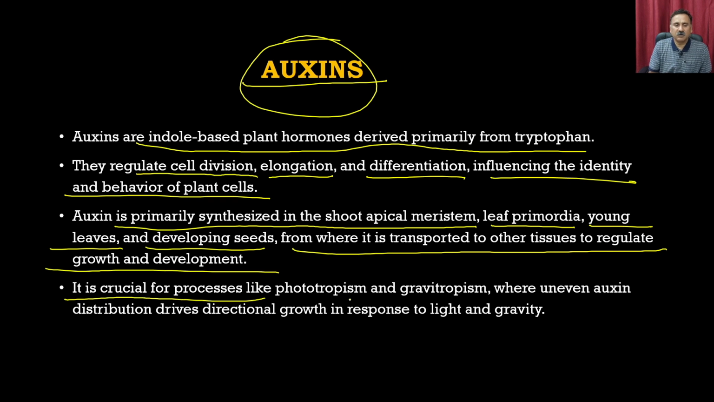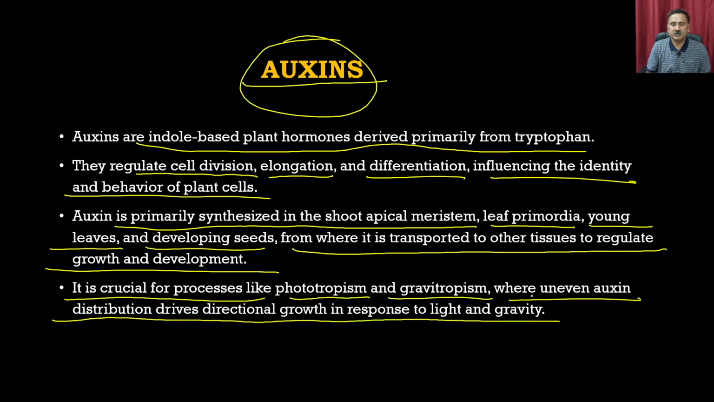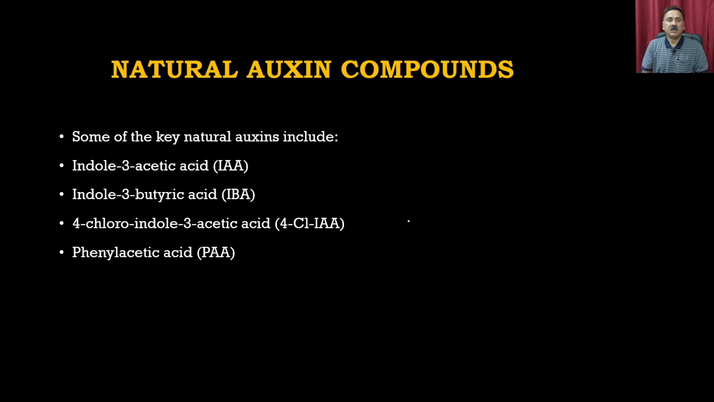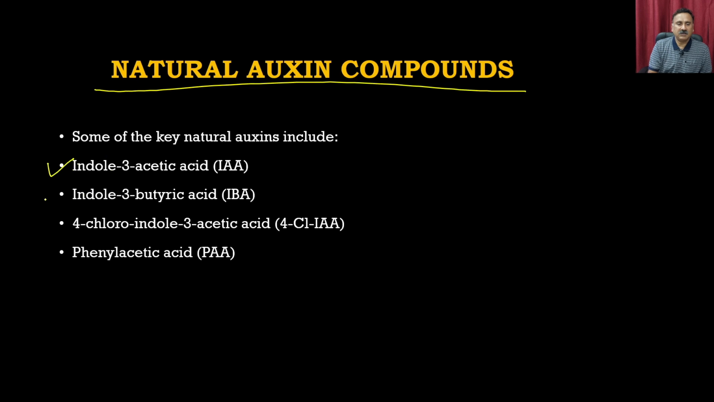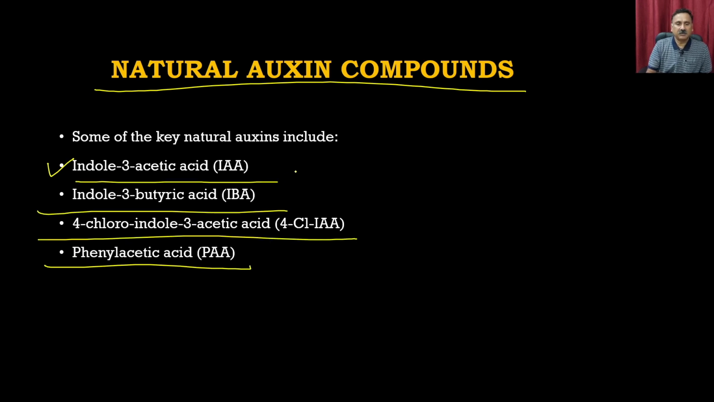It is crucial for processes like phototropism and gravitropism, where uneven auxin distribution drives directional growth in response to light and gravity. There are natural auxin compounds. So you have indole acetic acid, indole butyric acid, 4-chloroindole-3-acetic acid, and then you also have phenylacetic acid. So these are the four compounds which are natural auxins found in the system.